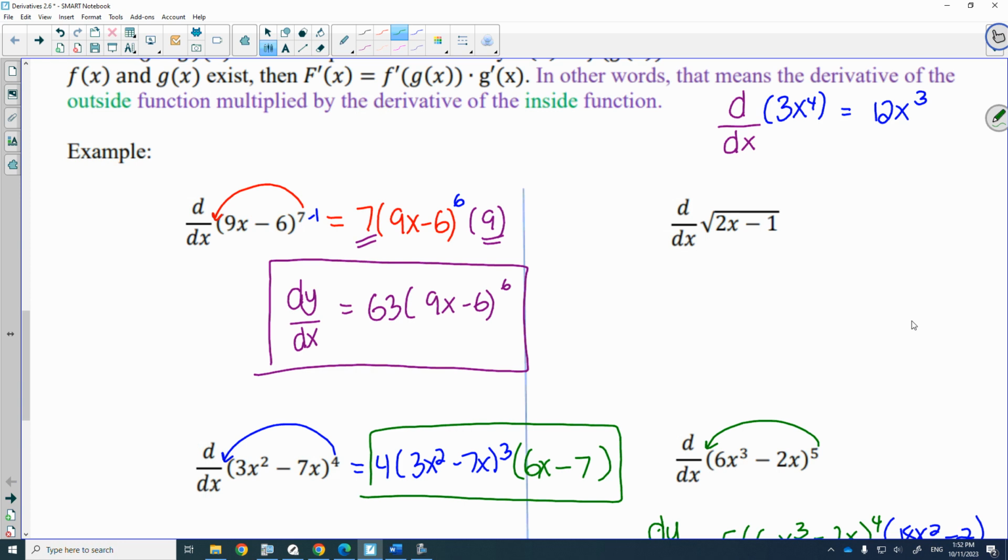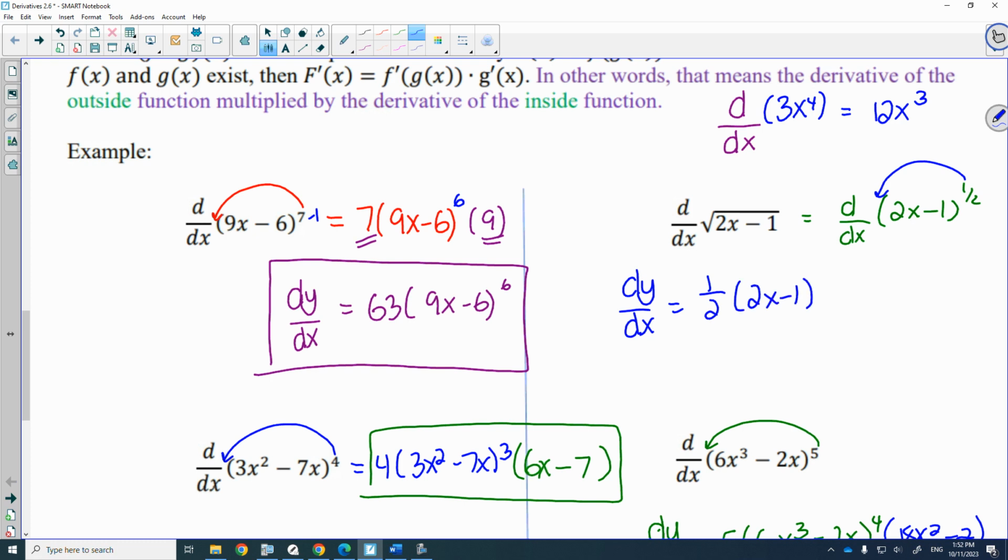Okay, this one, let's rewrite this. They want me to take the derivative of 2x minus 1 to the 1/2. So now use your chain rule to deal with this. So derivative of y with respect to x, 1/2 goes in front. And we're going to get 2x minus 1. What's 1/2 minus 1? Negative 1/2.